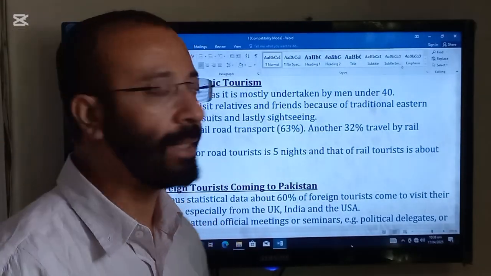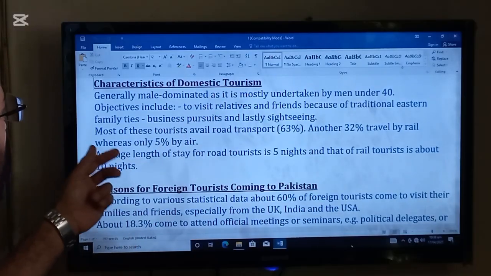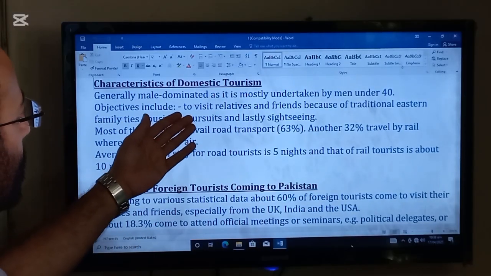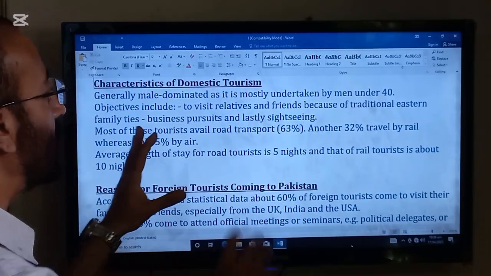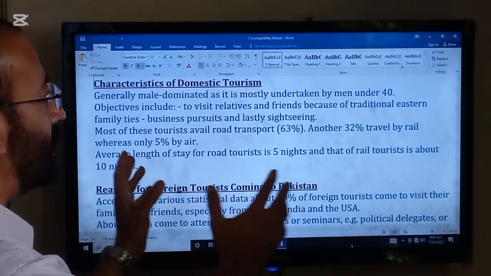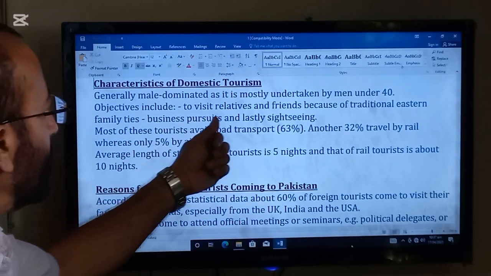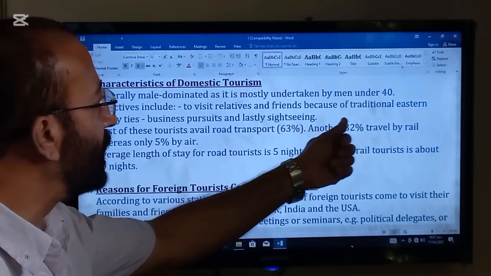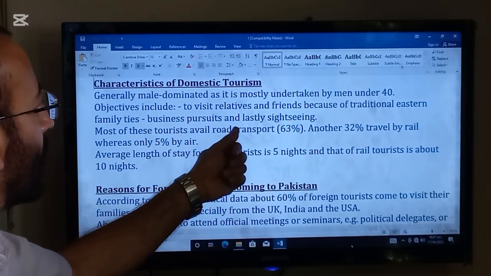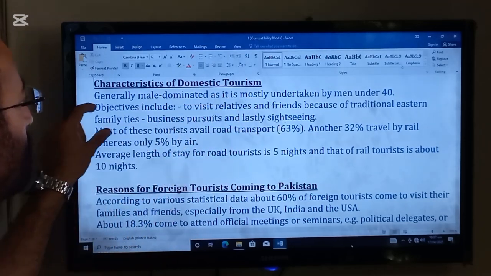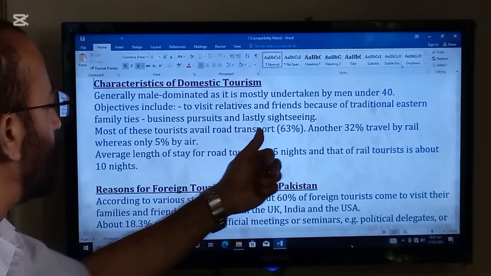The next point in the lecture is characteristics of domestic tourism. Generally male dominated, as it is mostly undertaken by men under 40. So this is a male dominated sector in Pakistan particularly. Objectives include to visit relatives and friends because of the traditional Eastern family ties, business pursuits, and lastly sightseeing. So these are the objectives: to visit relatives and friends, business pursuits, and sightseeing.